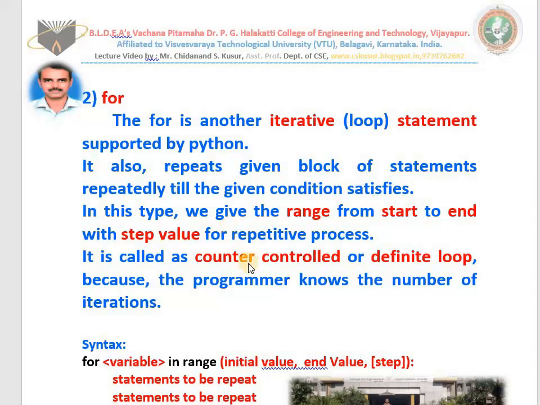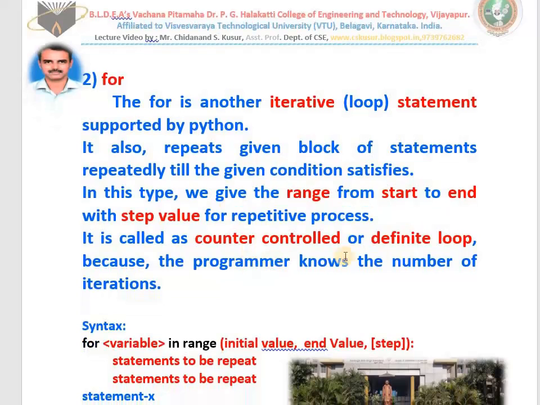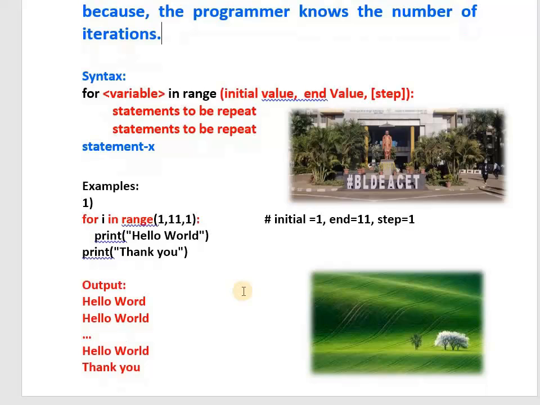And it is also called a counter controlled or definite loop. Why is it called a definite loop? Because here we know how many times it repeats. I will give examples, you'll come to know. For is also called a counter controlled or definite loop available in Python. First see the example, a very simple example.